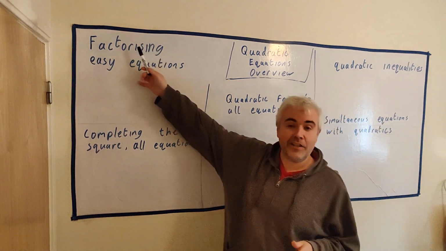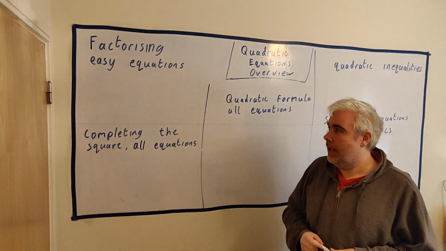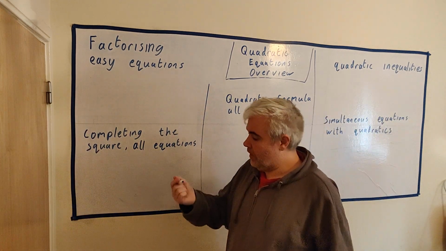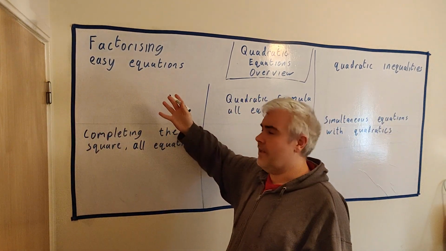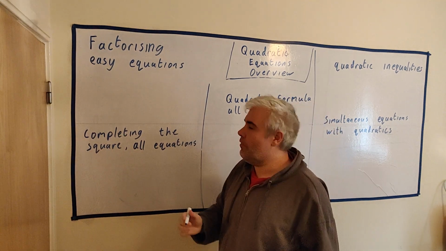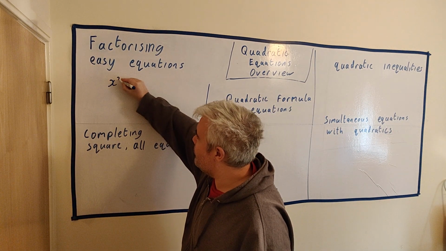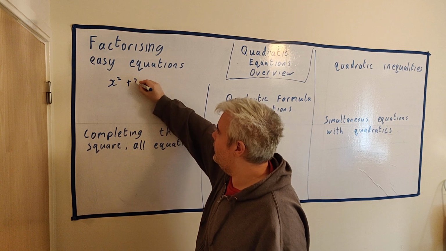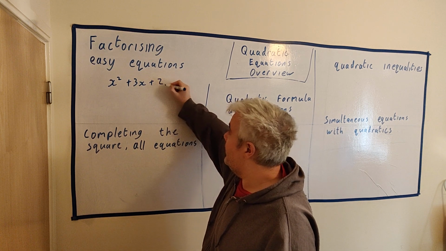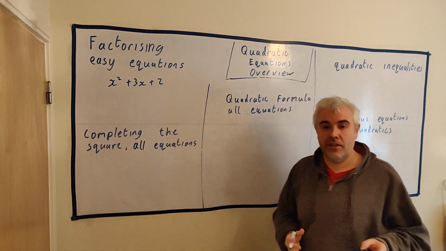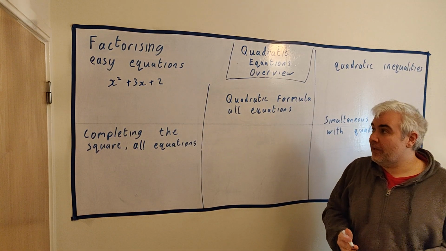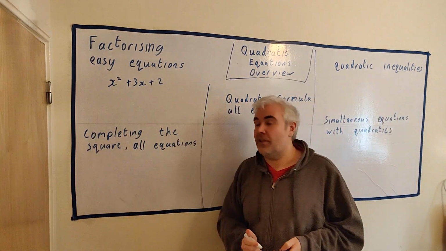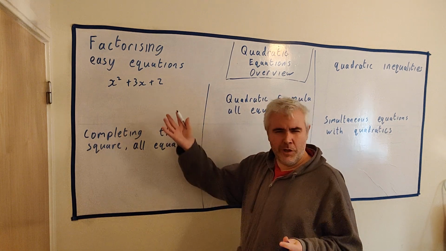We're going to learn how to factorize easy equations. So that's equations that look like... I haven't actually written any quadratic equations on the board, but this is what a quadratic equation looks like. And that would be an example of an easy quadratic equation. We're going to learn how to factorize ones that look like this, and we're going to learn other ones.